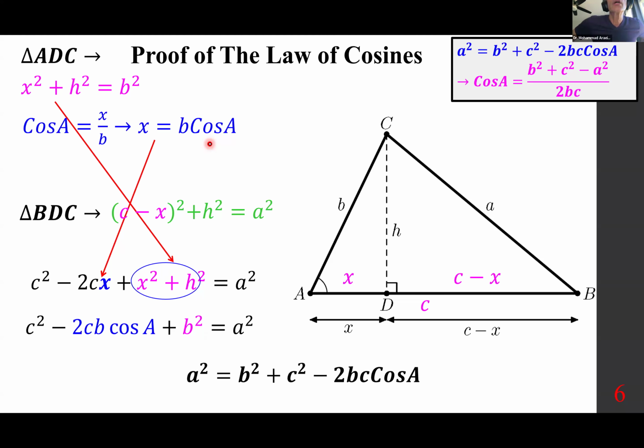And you can do this for any other side. You drop a perpendicular here, you drop a perpendicular here, and you prove this for any of them. Therefore, A squared is B squared plus C squared minus 2BC cosine A, and cosine A is B squared plus C squared minus A squared divided by 2BC, and this is the cosine law.